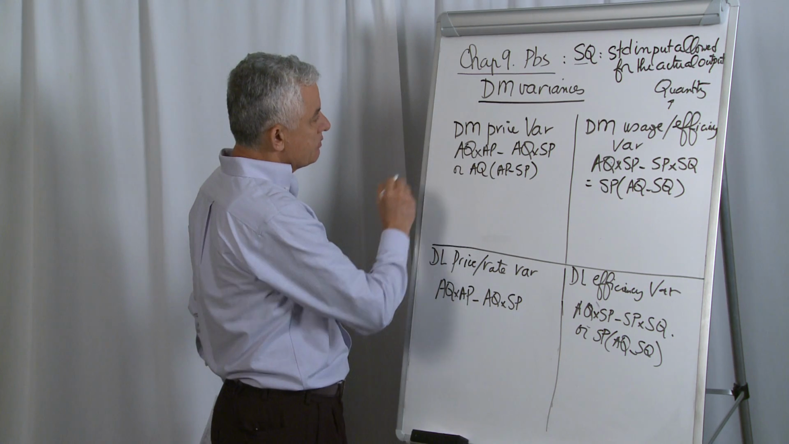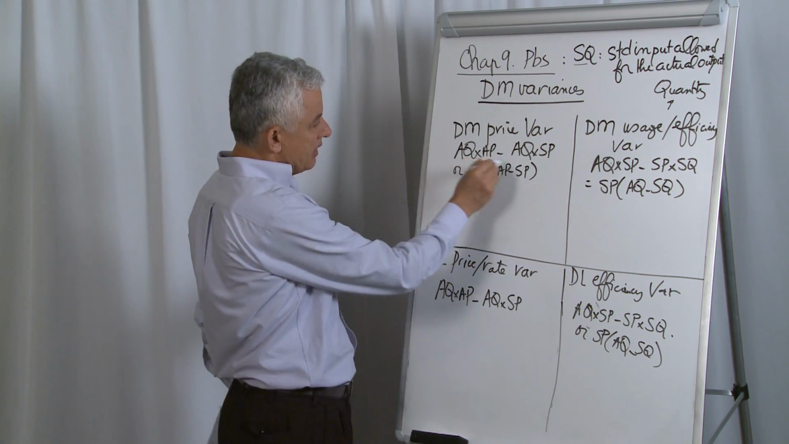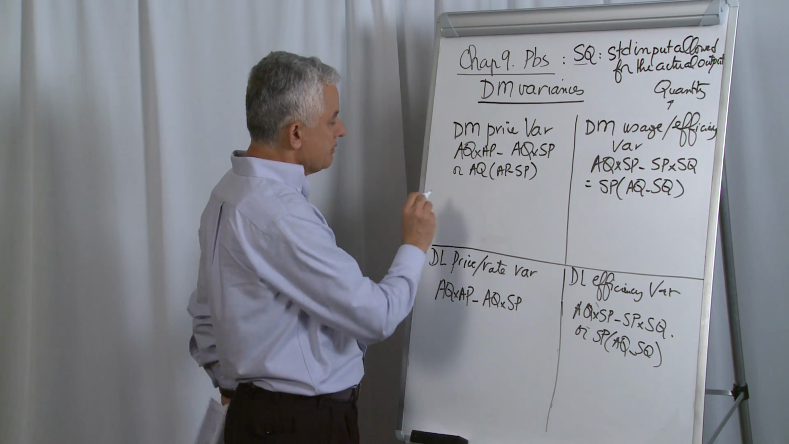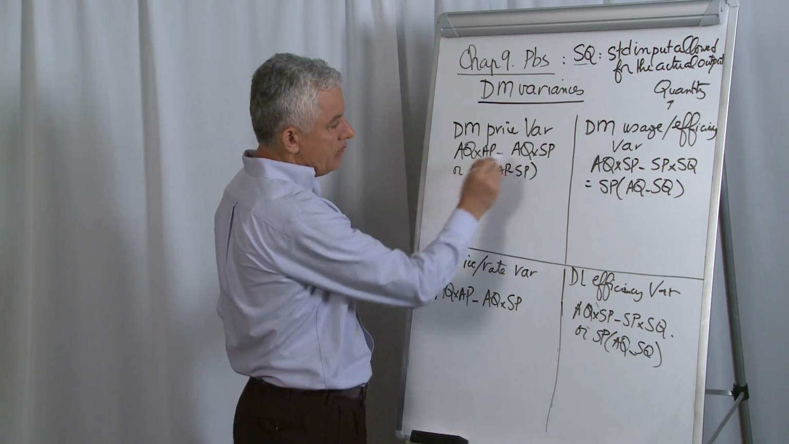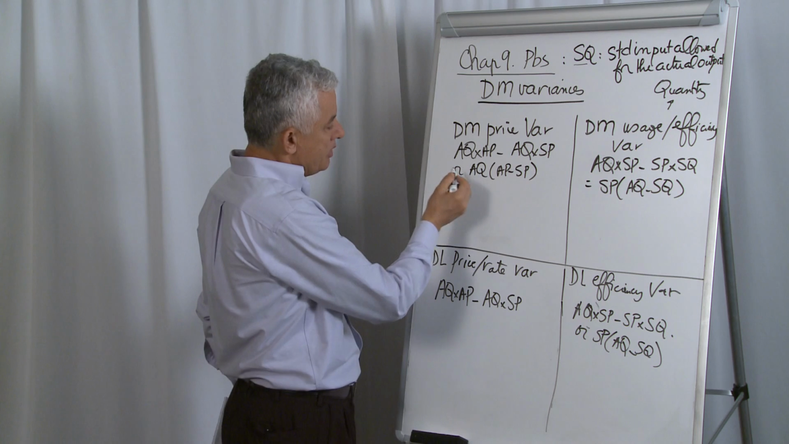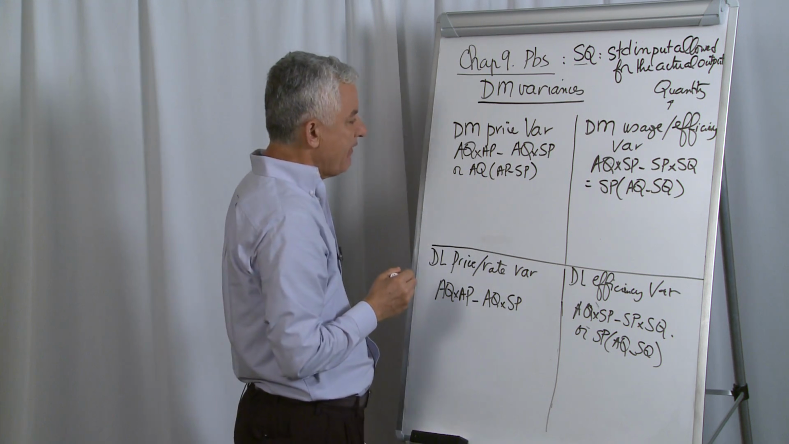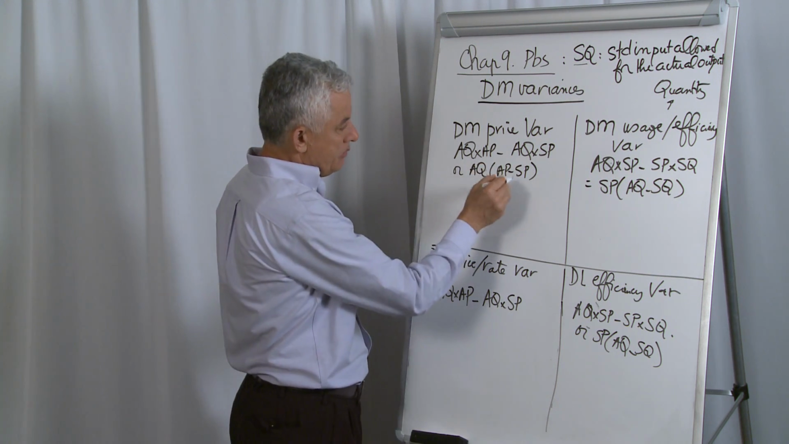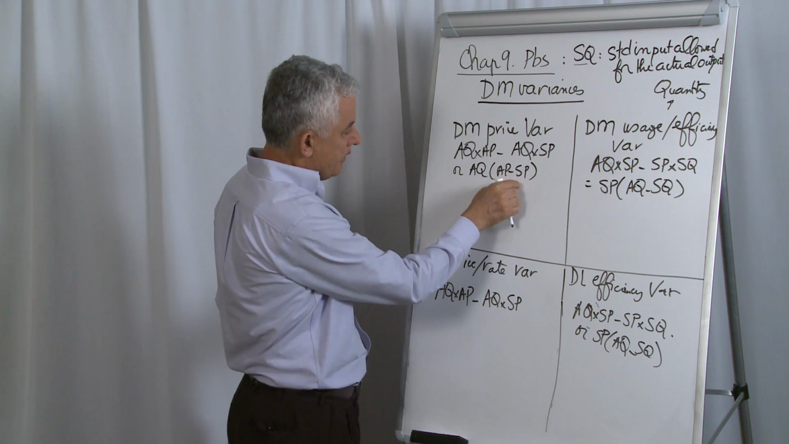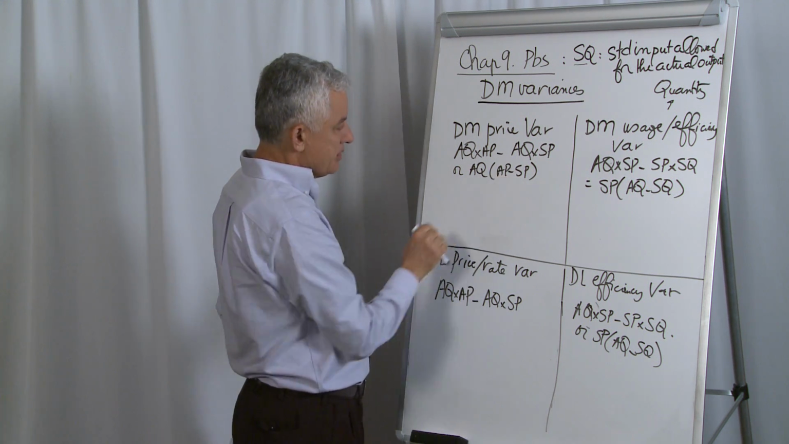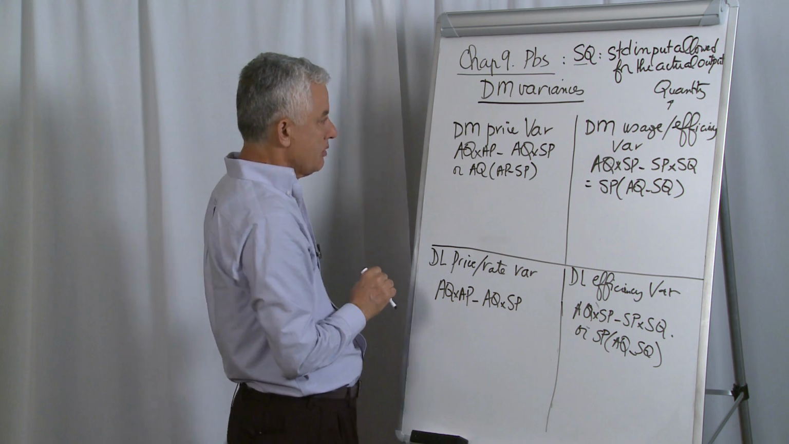So we have here direct material price variance. That's the formula. You have it in your slides. It's either actual quantity times the actual price minus actual quantity times the standard price, or you can have actual quantity as a common factor, and then we focus on the difference between parentheses, actual price minus standard price.